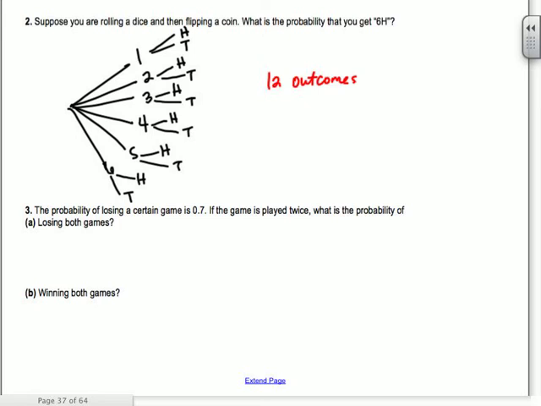So what's the probability that you get 6H? That means you'd go along here, and then you'd go along here. So there'd be one way out of those 12. So 1/12.